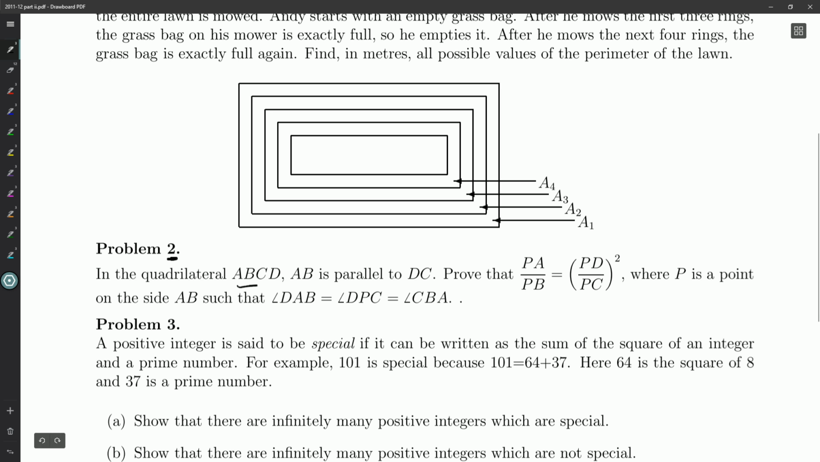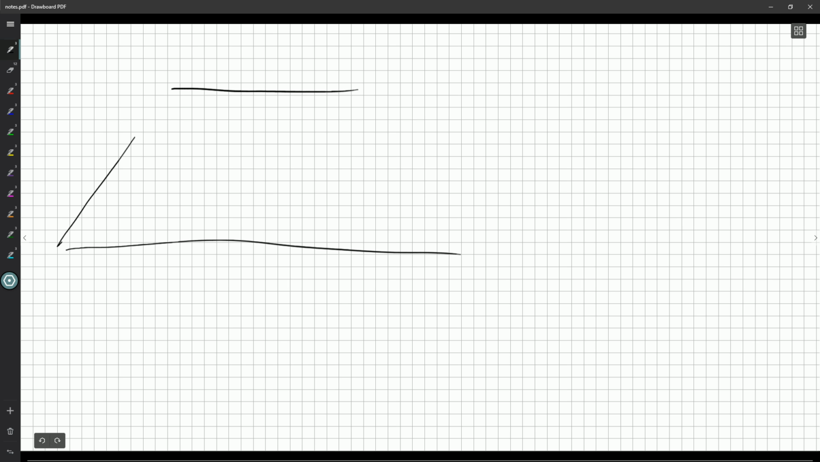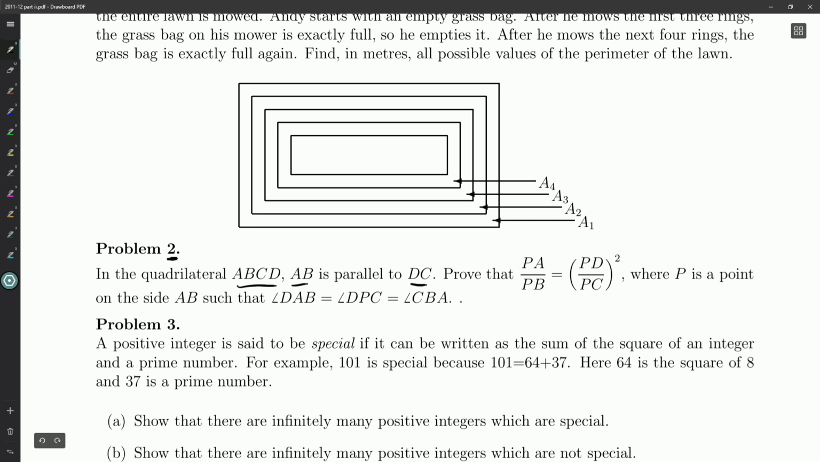In quadrilateral ABCD, AB is parallel to DC, so we've got another trapezoid here. Trapezoid, certainly one of the best kinds of quadrilaterals. Okay, so AB, they'll probably go clockwise, so CD. Prove that PA over PB. So P is a point on AB, so that I don't know why they didn't say that ahead of time, but oh well. I'm not the guy who writes their questions.